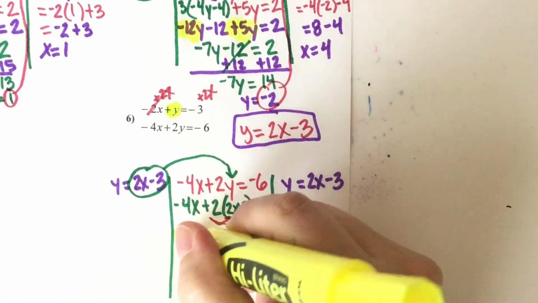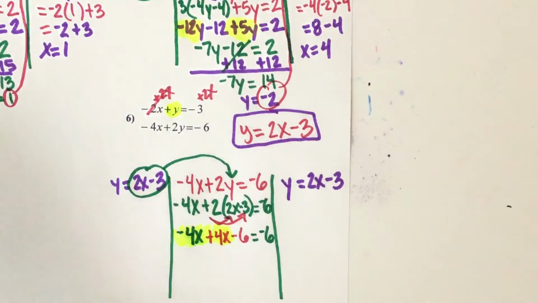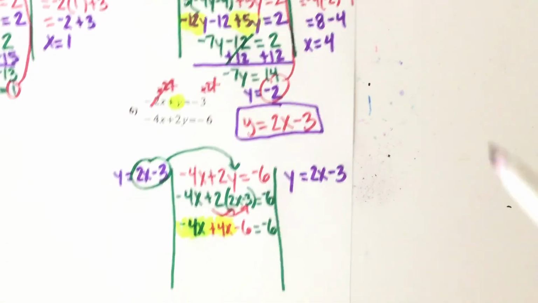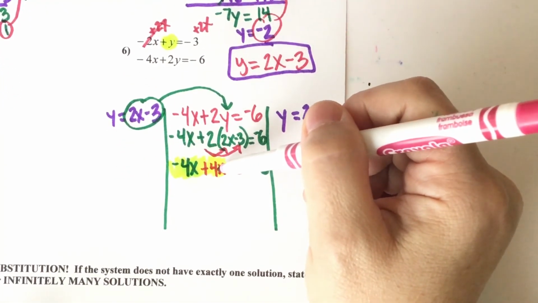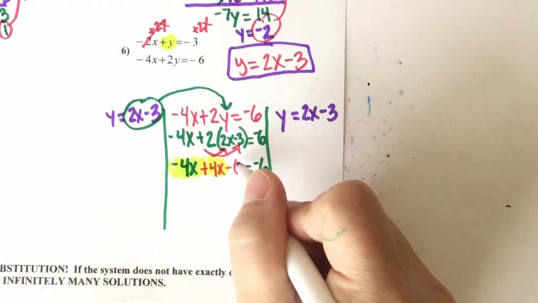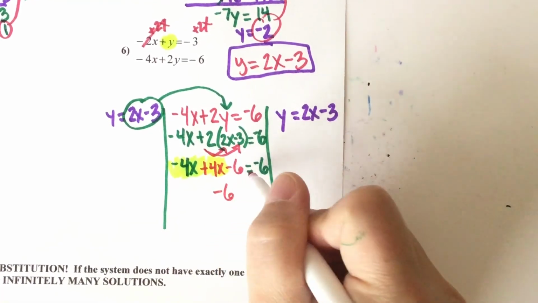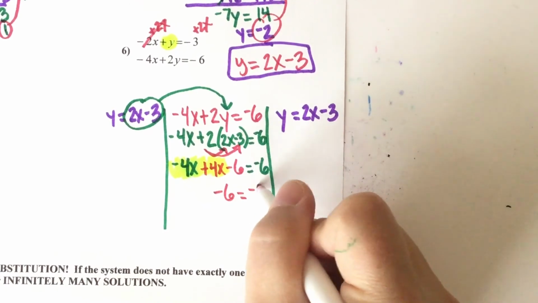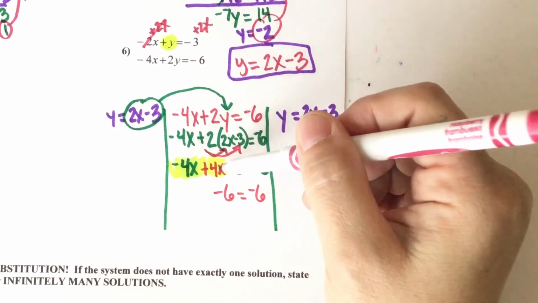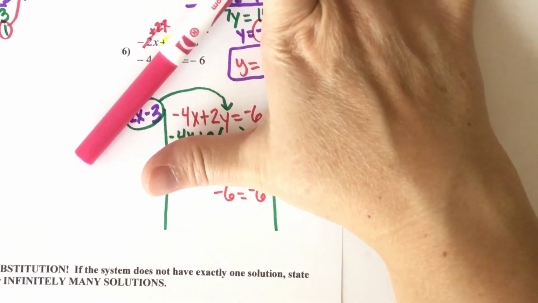So I'm going to combine negative 4x plus 4x. Do you know what that is? It's 0. Negative 4x plus 4x is 0. Shoop, those x's are gone. So I just bring down the negative 6, the equals, and the negative 6. So my x is zeroed out on me. I don't have any letters left.